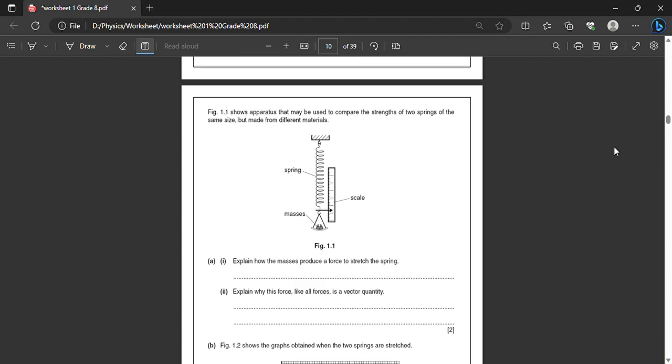So let's see, figure 1.1 shows the apparatus. So let's study the graph. Now that we've read and studied it, explain how the mass produces a force to stretch the spring. It's obviously the load. It's because of the load that the spring stretches. Explain why force is a vector quantity. So we just need to write what a vector quantity is. It has magnitude, which is basically the size, and direction.